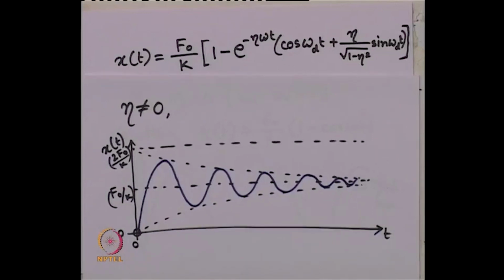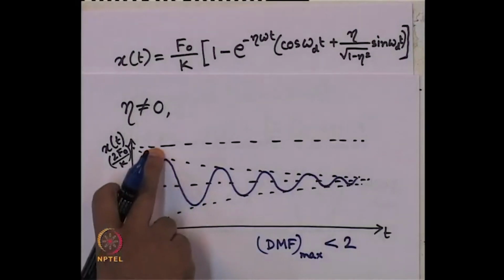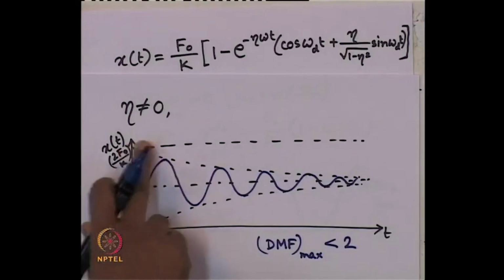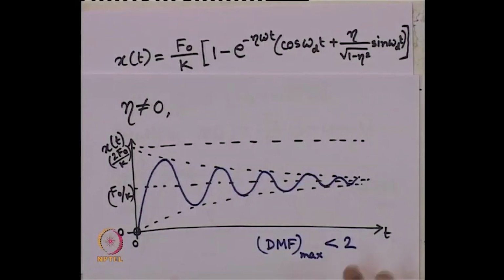So, in this case, the DMF max, dynamic magnification factor maximum, what should be its value? We can compute it, it will be in the first cycle here, but it will be always less than 2, that we can comment directly from looking at the figure. It will never reach this line, because there is a decay function. So, this envelope is nothing but the decay envelope. Okay. So, this oscillatory motion is also now clear to us.